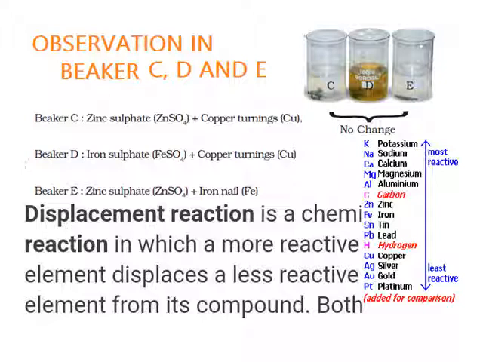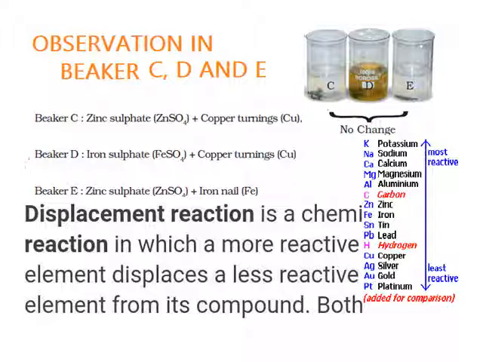To know when a reaction will take place and when it will not, you need to know the reactivity series. Look at the right side of the slide. You find a list of elements starting from potassium till platinum given in blue color. They are placed in such a way that potassium is the most reactive element, and at the bottom, platinum is the least reactive element.